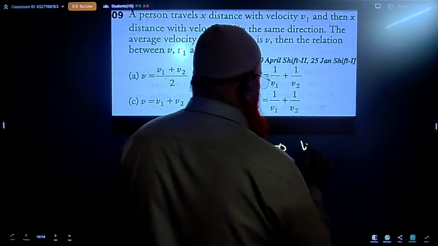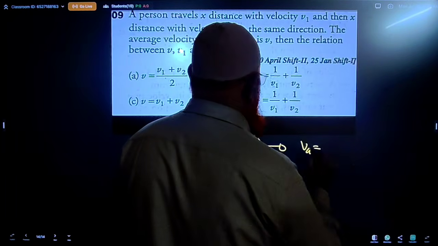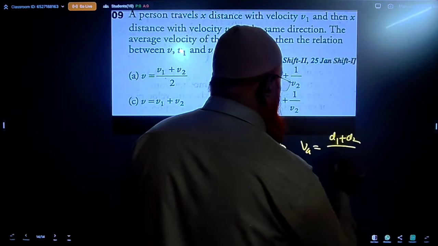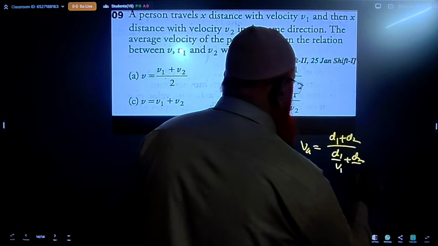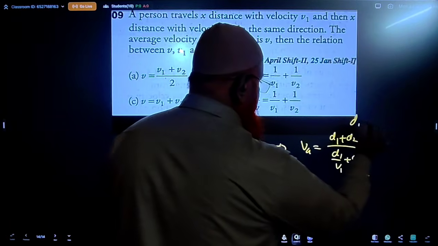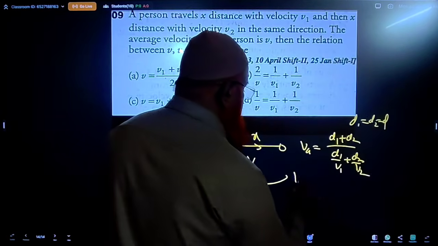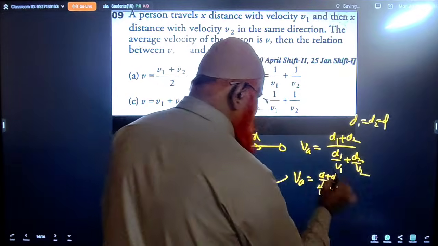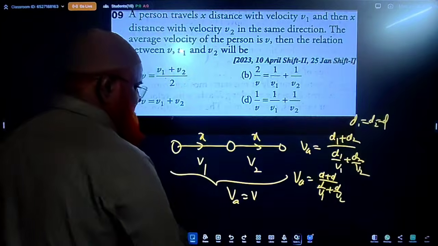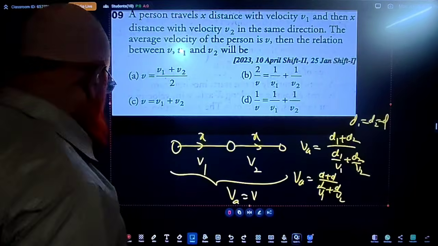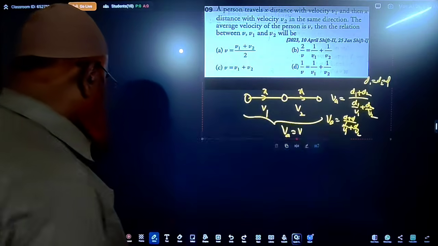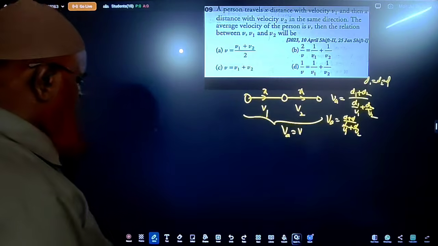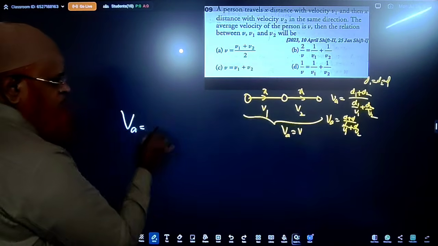You all know V average is nothing but, what was the formula? Previously we discussed (D1 plus D2) by (D1 by V1 plus D2 by V2), and we have taken D1 equal to D2 equal to D. So V average is equal to (D plus D) by (D by V1 plus D by V2). I am explaining once again. Otherwise, this is not a problem where you need all these silly steps; you can directly write the final step. But as you are students coming first time without any basic knowledge, we have to understand each and every point here.